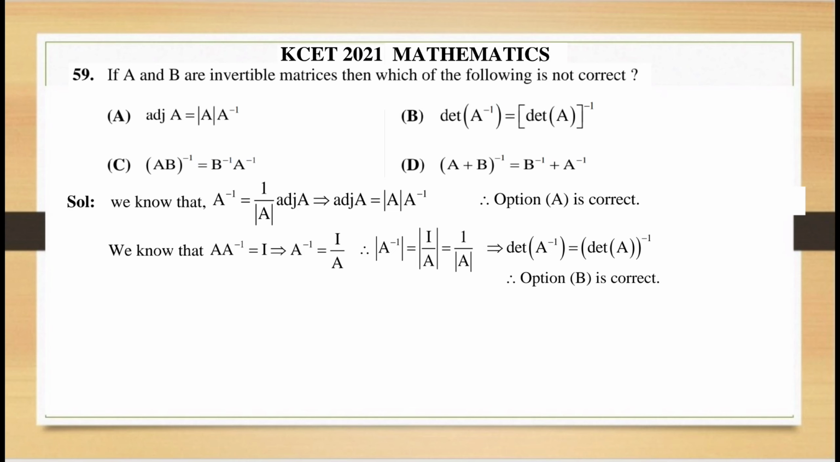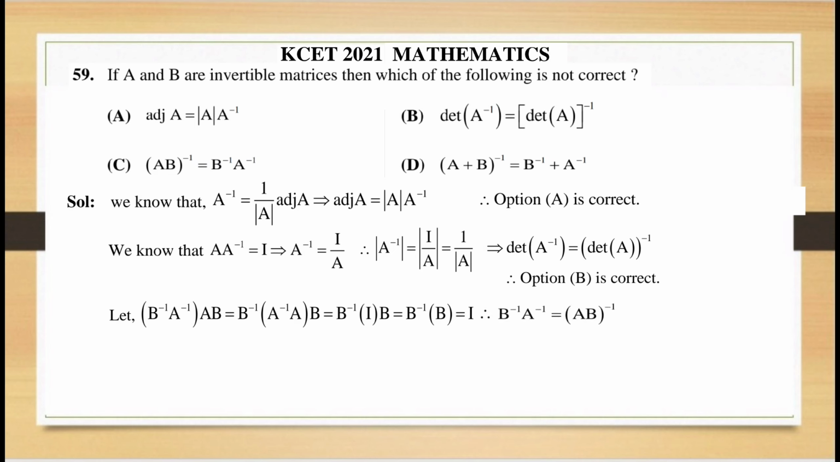Now we know that B inverse into A inverse into AB equals B inverse into A inverse into A into B, which equals B inverse into, A inverse into A is I, into B, which equals B inverse into B, which equals I. Therefore B inverse into A inverse into AB equals I, which implies B inverse into A inverse equals AB whole inverse. So option C is also correct.